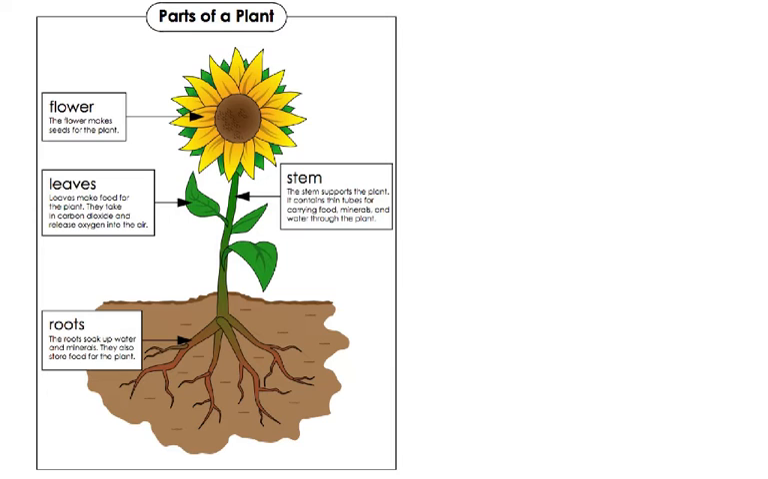Now, just a quick recap of the parts of the plant, which is a very basic thing. The flower makes seeds for the plant. The stem supports the plant. It contains the tubes for carrying food materials, minerals, and water, so it contains the xylem and the phloem. The leaves make food for the plant. They take in carbon dioxide and release oxygen into the air. The roots soak up water and minerals. They also store food for the plant. So water from the soil enters the roots, and then it's carried up to the leaves, and then to the different parts of the plant.